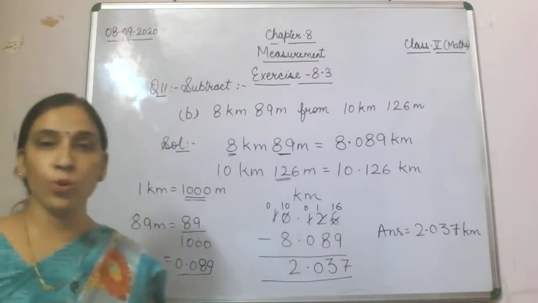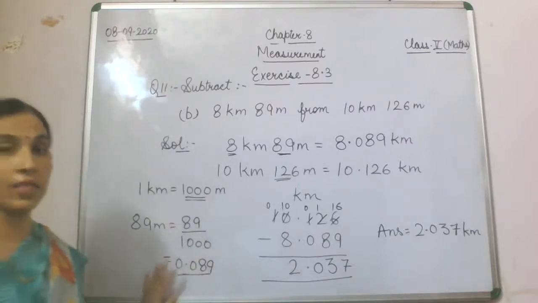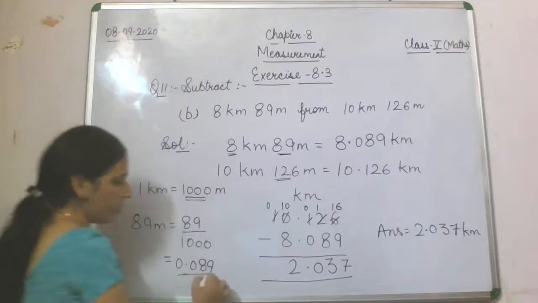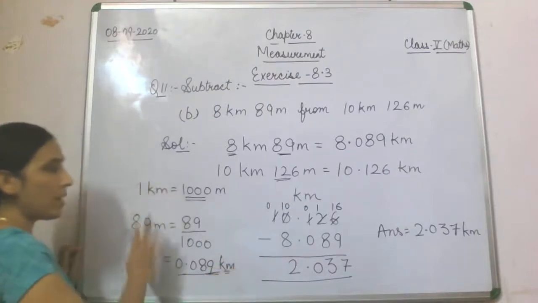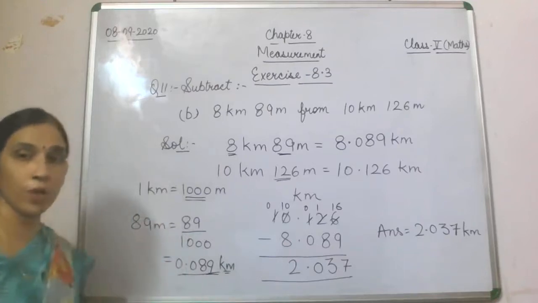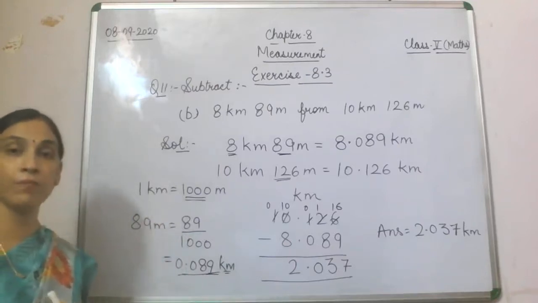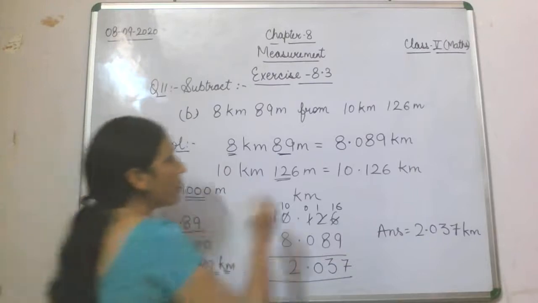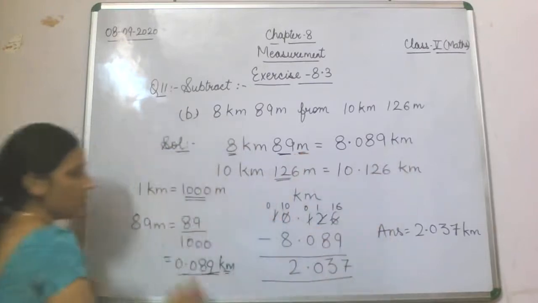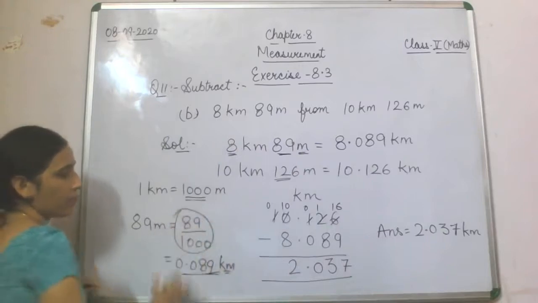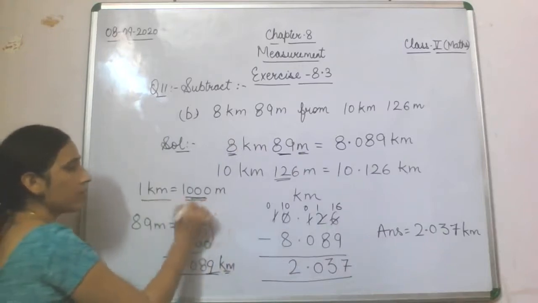2.037 kilometer. So here we have seen how to do the conversion. Those who have any doubt can remember from here that if you have to convert smaller to bigger, like here we have this smaller unit, that is meter, and we have to change it into kilometer, then we will do division. In 1 kilometer we have 1000 meter.